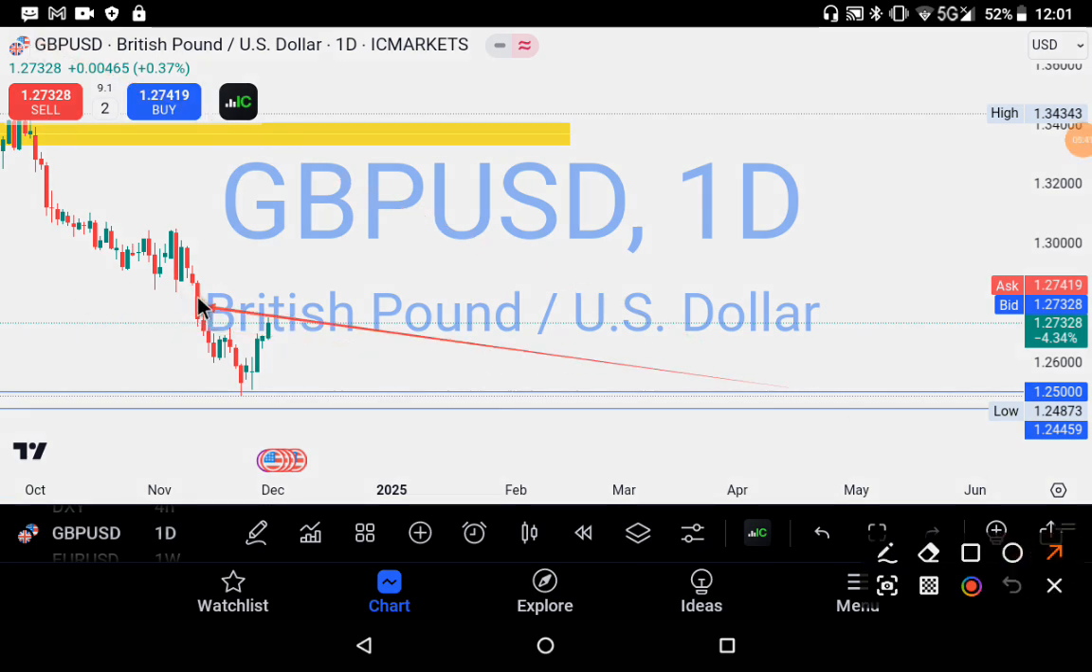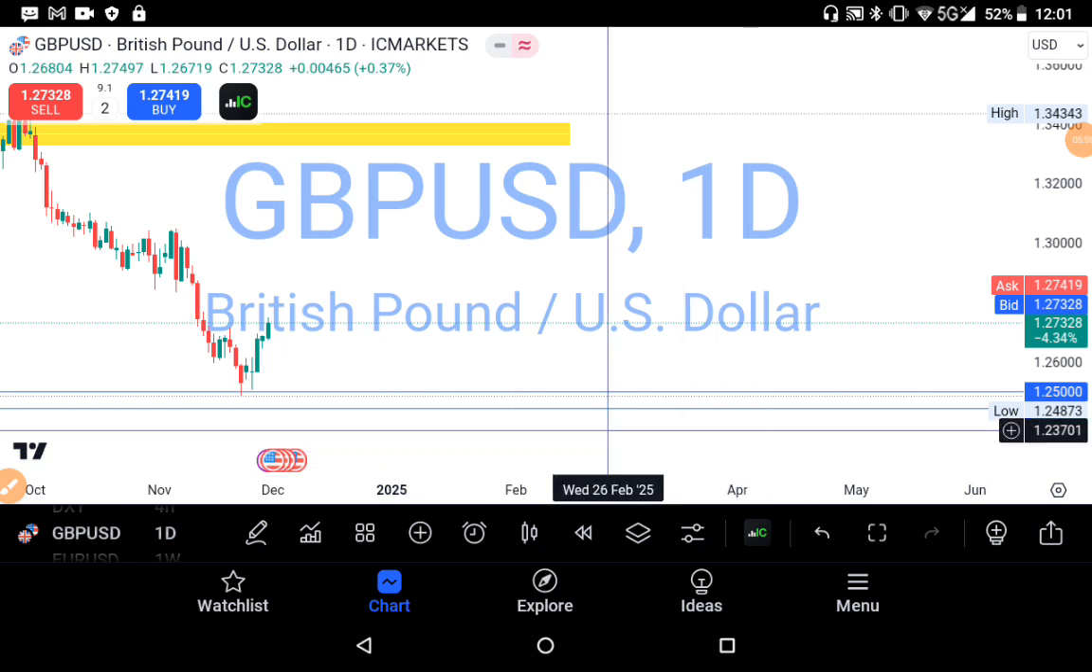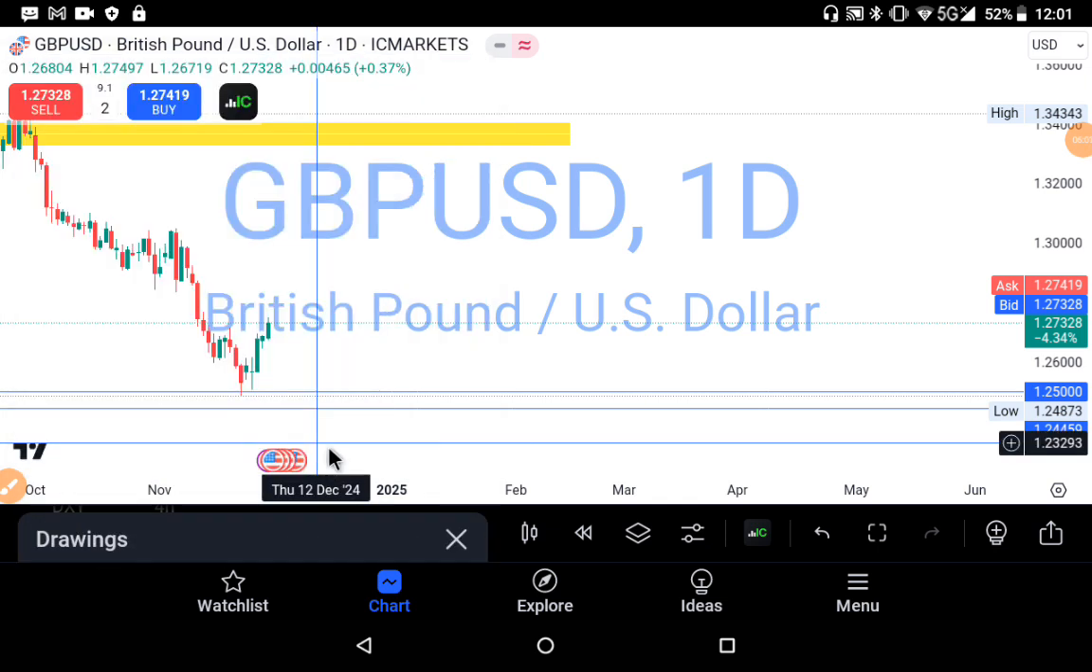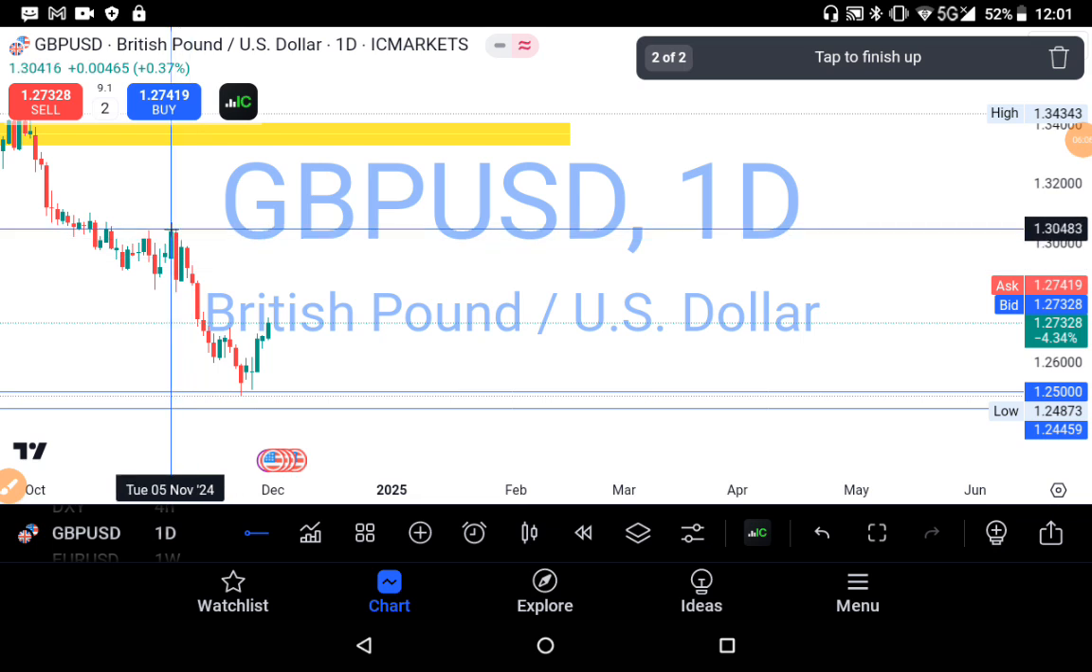Sorry, this CB here. This CB, then above this high. So on the long term, I'll be expecting 1.30000 as my draw. Okay, let's do this. I'll be expecting the market price to deliver this level.